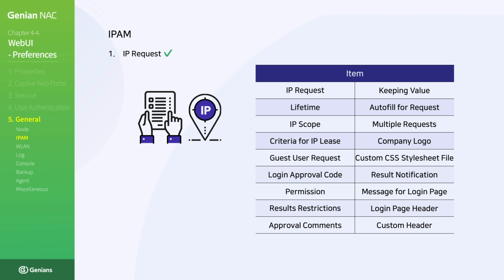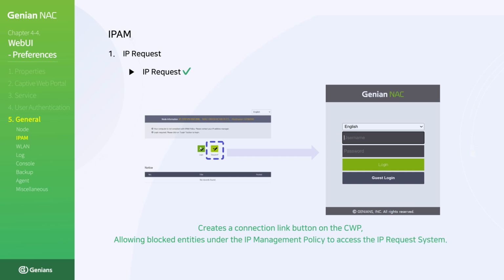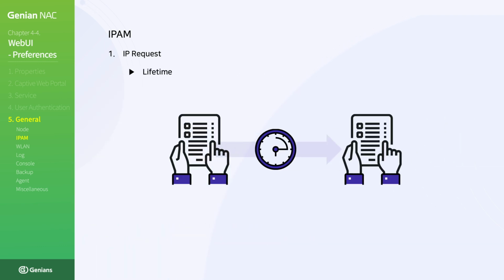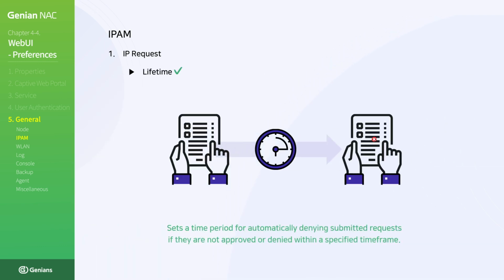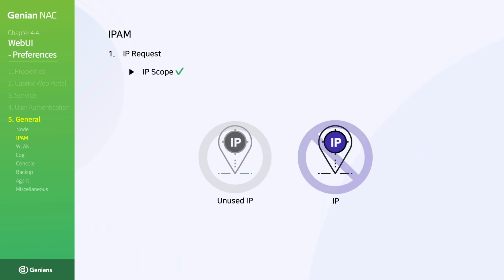The IP request section provides 18 configurable options for basic settings in the IPAM, as listed below. The IP request option creates a connection link button on the captive web portal, allowing blocked entities under the IP management policy to access the IP request system. The lifetime option sets a time period for automatically denying submitted requests if they are not approved or denied within a specified time frame. The IP scope option configures the pool of IPs that can be allocated upon request approval.